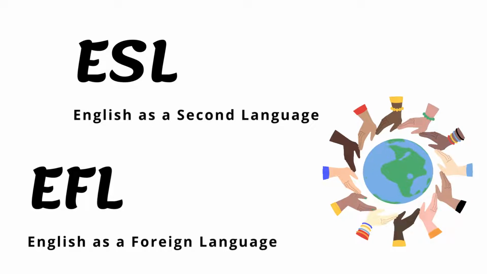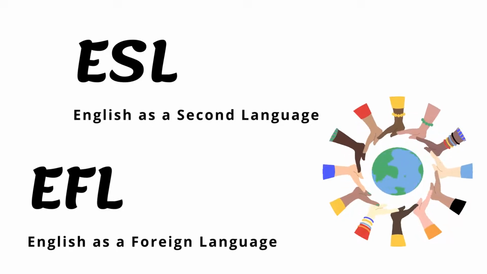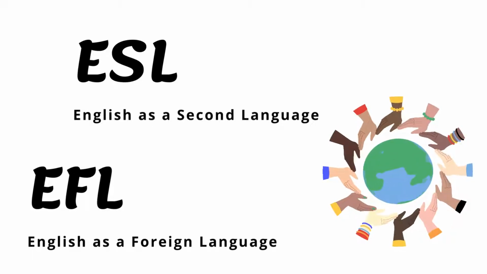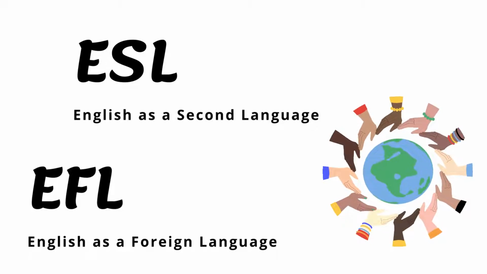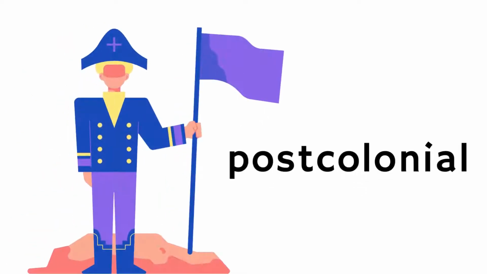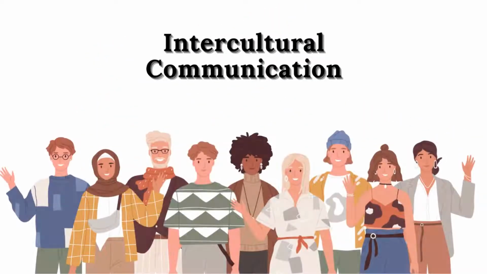The outer and expanding circles speak English as a second language, or ESL, and English as a foreign language, or EFL, respectively. Some countries in the inner circle colonized the outer and expanding circles, so the languages they speak are called post-colonial. People come from different linguistic and cultural backgrounds, which means that intercultural communication is an important part of communication.